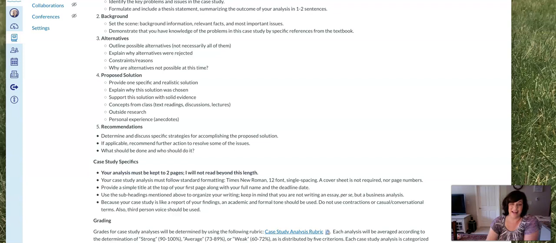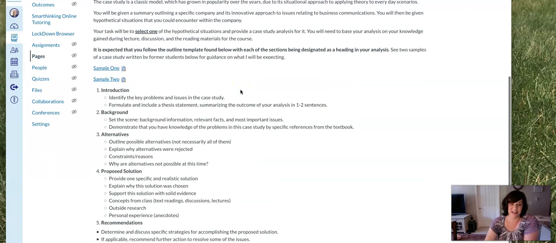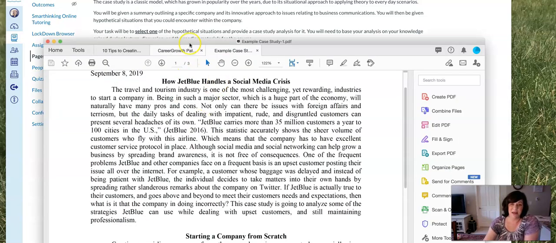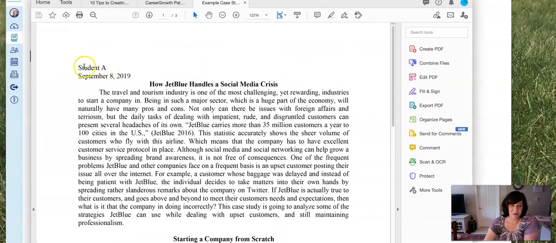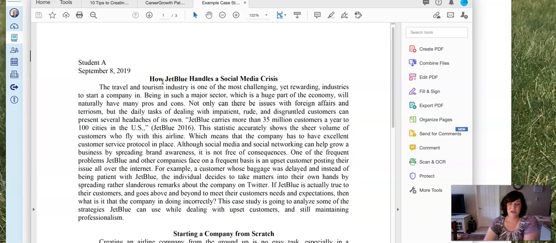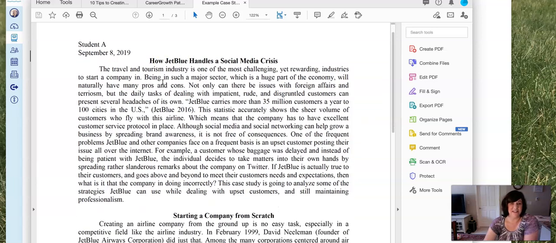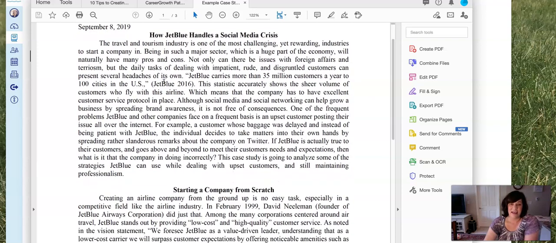So let's look at an example of 2 case studies. I pulled them up here, sample 1 and sample 2. I'm going to pull this one up here. This is one of them, and you can see it's very simple. It has the student, student A, the date, and look at that, this person decided to create their own title: how JetBlue handles the social media crisis. You can see it's single spaced, and there are source integrations from an outside source, and this person chose to use APA. Again, you can use MLA or APA citation style.